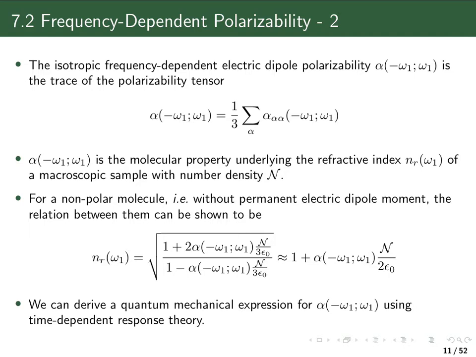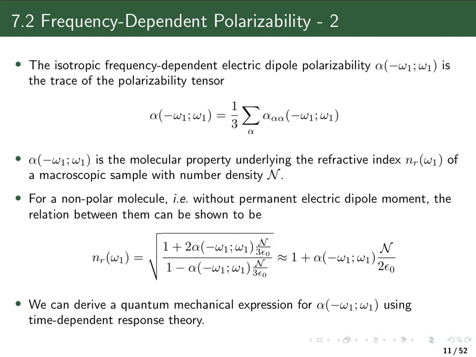Now, the polarizability, in particular this frequency-dependent polarizability, is the molecular property which gives rise to the fact that materials have a refractive index. So it's the molecular property underlying the refractive index of a macroscopic sample, a macroscopic material with a number density n. And one has derived relations between the two of them. I'll show you here the relation for nonpolar molecules.